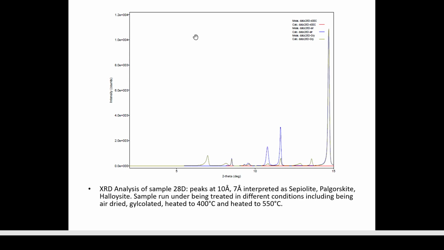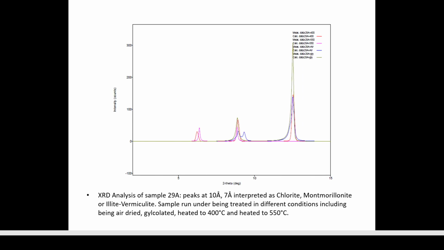Second, we are now analyzing sample 28D. So we are finding peaks at 10 angstroms and 7 angstroms. These peaks are interpreted as sepiolite, palygorskite, and halloysite. And finally, for sample 29A, peaks are at 10 angstroms and 7 angstroms. These peaks are interpreted as chlorite and illite-montmorillonite, or illite-vermiculite.